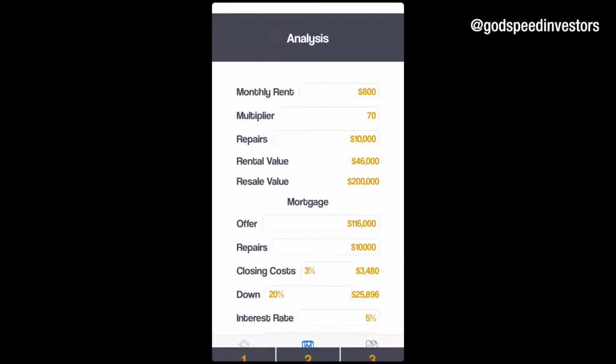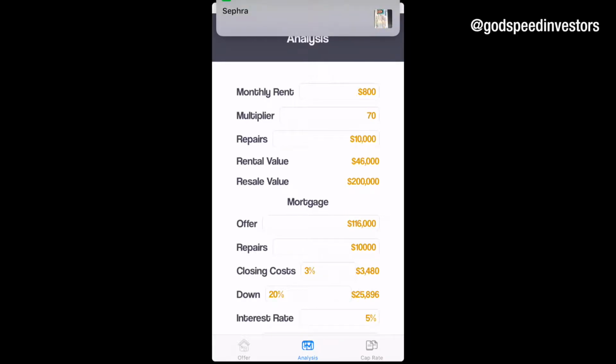And the rental value rates of repairs are less. So if you're going to rent a house, generally it's about half of what it would be if you're going to flip a house in repairs to bring it to rental condition standards. So let's just use that as an example. Say the house rents for 800, 70 times 800 minus the 10,000 in repairs is 46. That would be your offer.